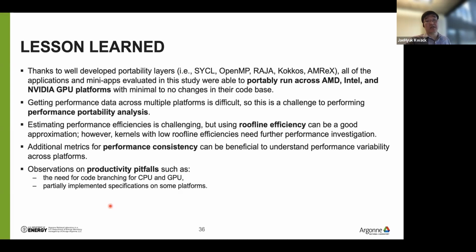And then we also have some kernels which are not bound by memory bandwidth or compute peak rate. For those kernels, we can put a mark for further performance investigation. We also suggest performance consistency in addition to the performance portability metric to check the performance variation across architectures. And we have some observations on performance productivity, which I discussed in the previous slide.